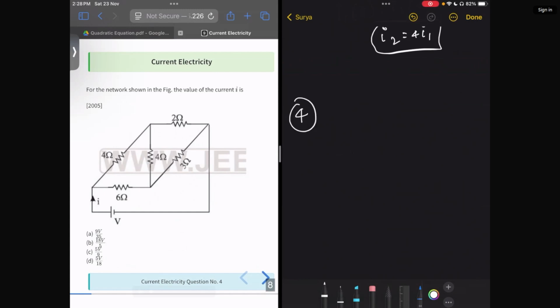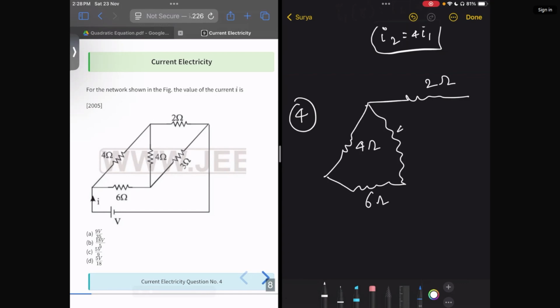From the network here, we have to find the value of the current I. How will we get to know? There is a 4 ohm, a 2 ohm, a 6 ohm, a 4 ohm, a 2 ohm, a 4 ohm again, and a 3 ohm.